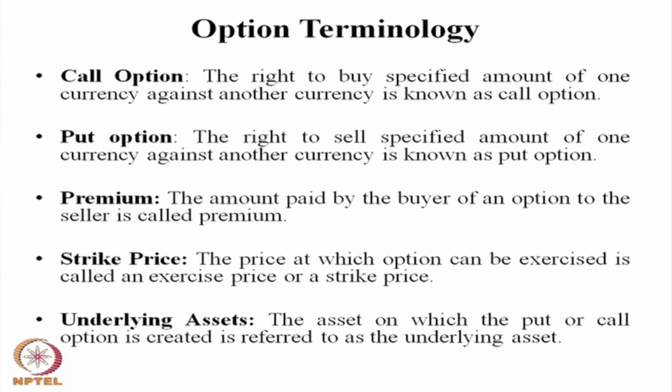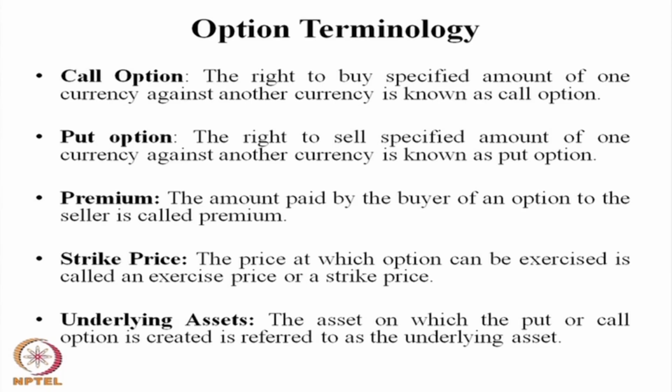So, a call option is the buying of the underlying asset. The underlying asset is a currency, the exchange of one currency against another currency, or the buying of US dollars against Indian rupees, is the call option. Put option is selling a particular underlying asset. The right to sell a specified amount of currency against another currency is known as a put option.